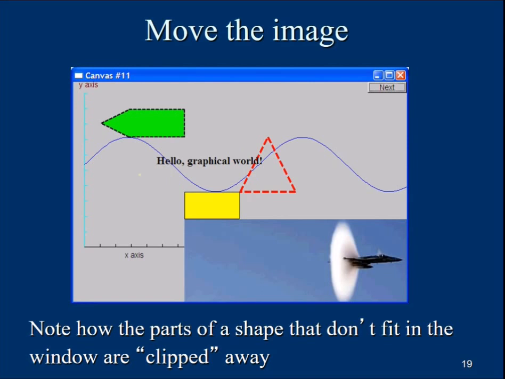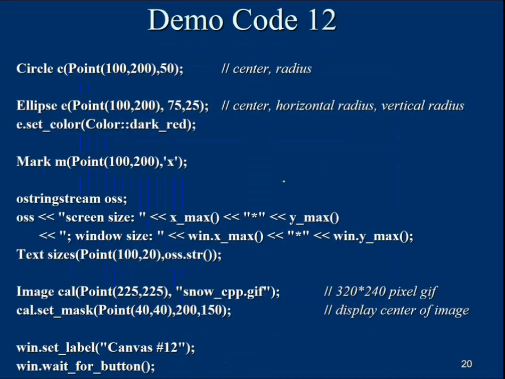Note how the parts of the shape that don't fit in the window are clipped away. We can easily see it because this is not our complete image. One fighter jet is missing.